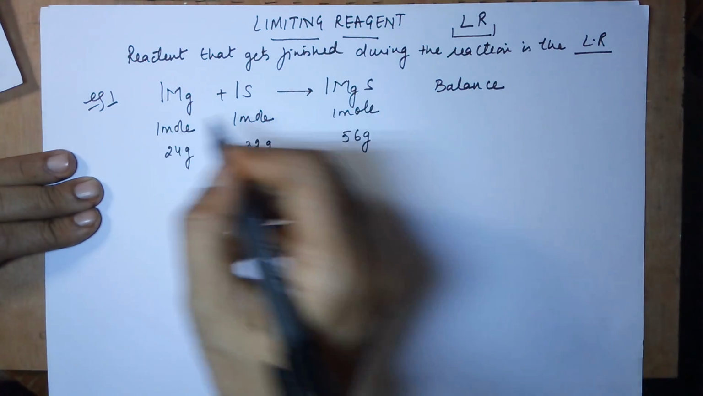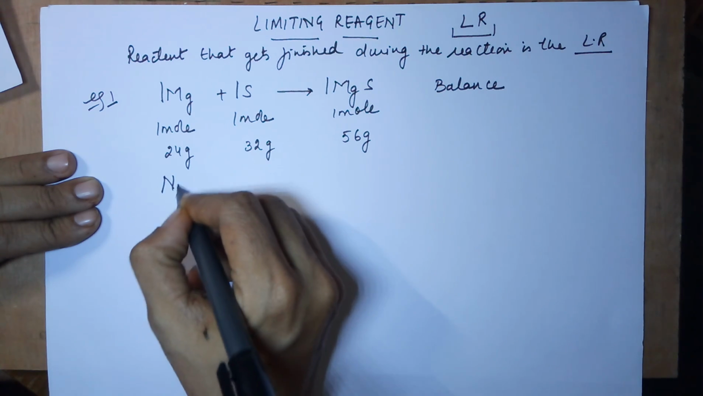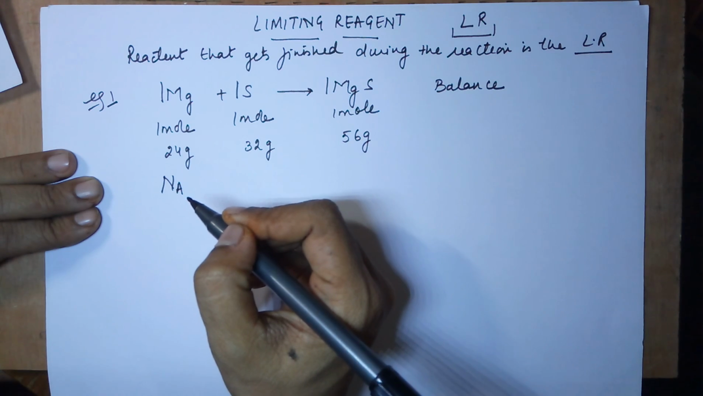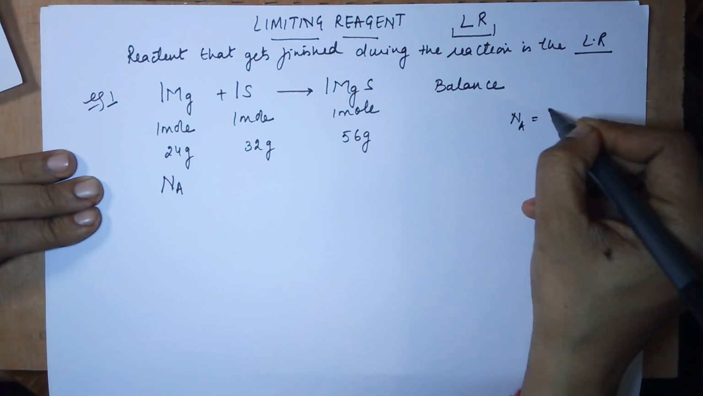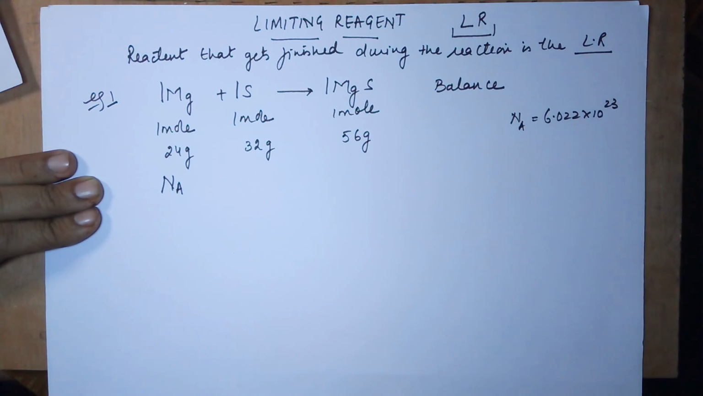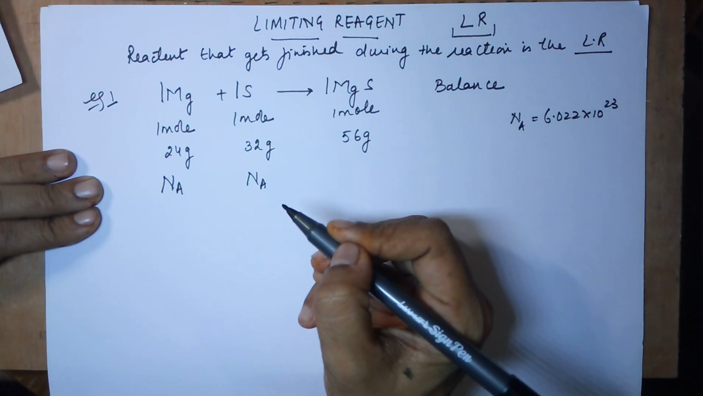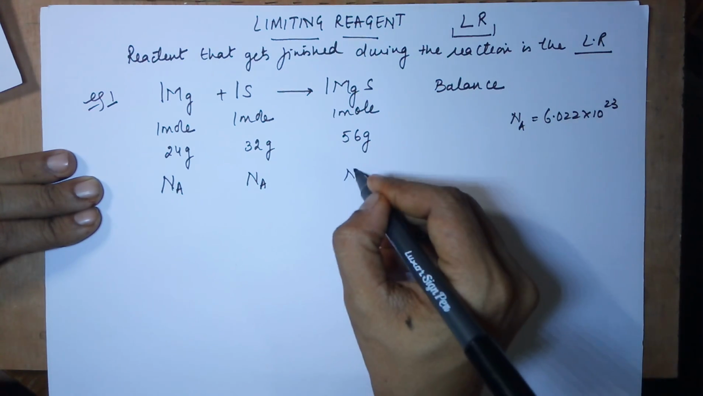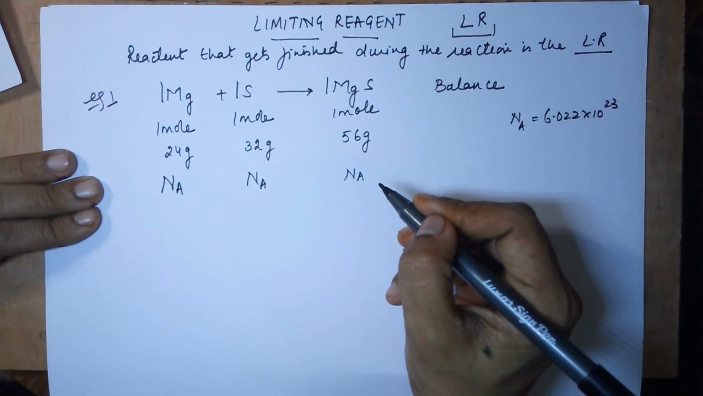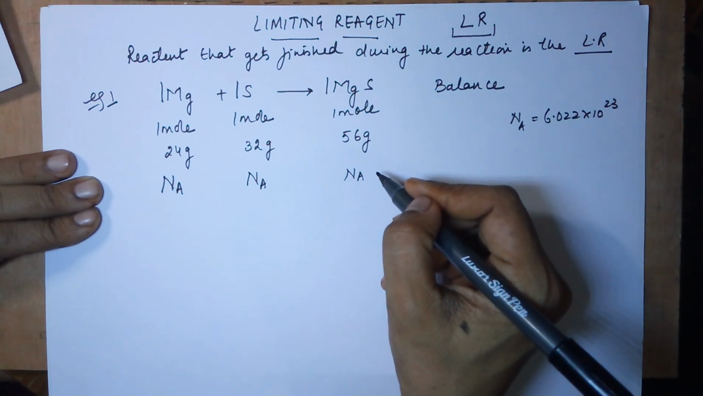Other than this, the equation also gives us the information that Na, what does Na stand for? Avogadro's number. That is 6.022 into 10 to the power 23. These many magnesium atoms will combine with same number of sulfur atoms and you will end up in the same number of molecules of magnesium sulfide. To get the concept a little better, I'll be taking an example.